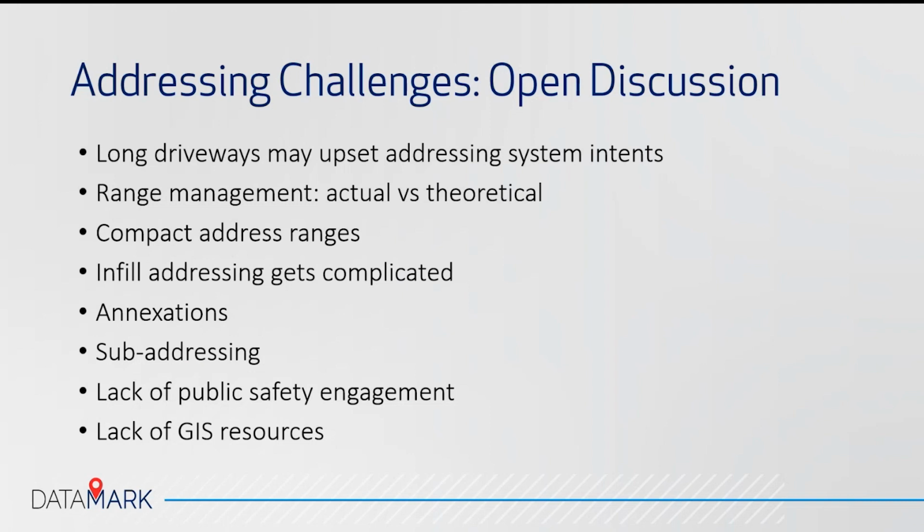How do you manage those ranges? A lot of people want me to pick sides here, and I can't, because it's not appropriate. Both are acceptable, and you can use both within an addressing system. You just have to know when it's appropriate to use either one. Actual ranges are better in rural areas, and theoretical ranges are better in urban areas where you have tight or compact address ranges.